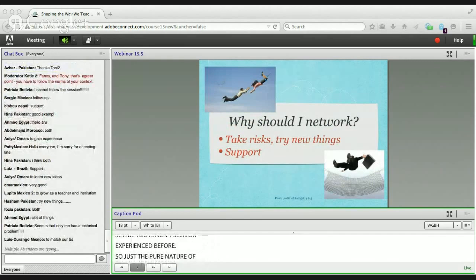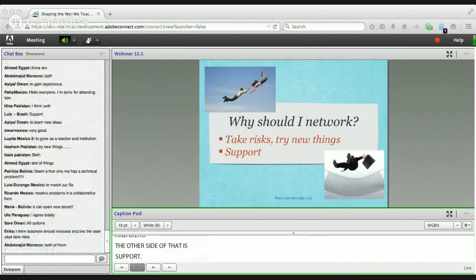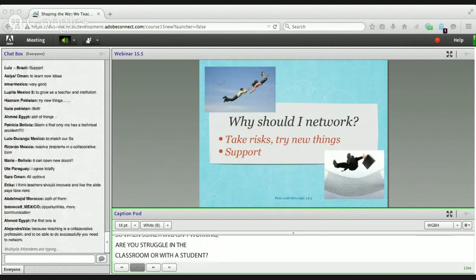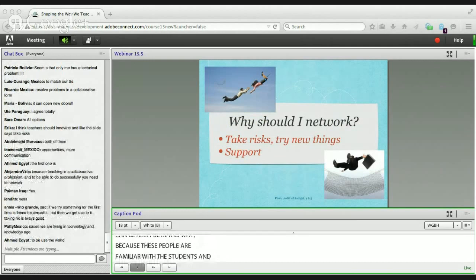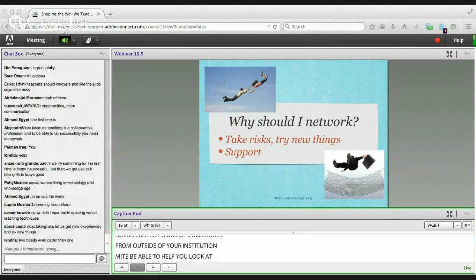And a network is a great way to be exposed to new strategies and techniques and ideas. The other side of that is support. So when something isn't working, or you're struggling in the classroom or with a student, you have this two-heads-are-better-than-one approach. Your institutional network can be helpful in this way, because these people are familiar with the students and the curriculum and the administration. However, a network of colleagues from outside of your institution might be able to help you look at the problem from a new perspective, or even share how they handle similar situations in their own institution.